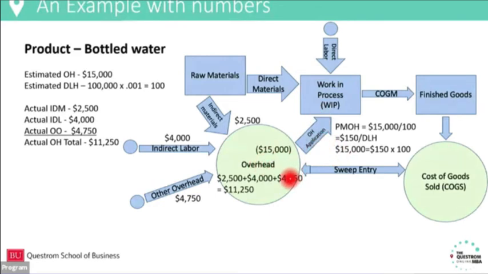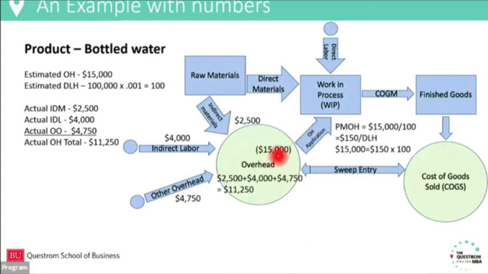Now when we get the actual overhead spend as it begins to accumulate throughout the year, $2,500 of indirect materials, $4,000 of indirect labor, $4,750 of other overhead, it totals up to be $11,250 of actual overhead. Oh my goodness, we actually put $3,750 too much overhead into the inventory account. We have overstated the value of our inventory. We've made an error. What do we do?